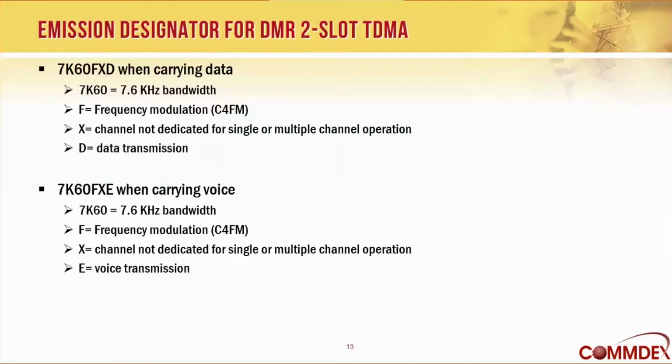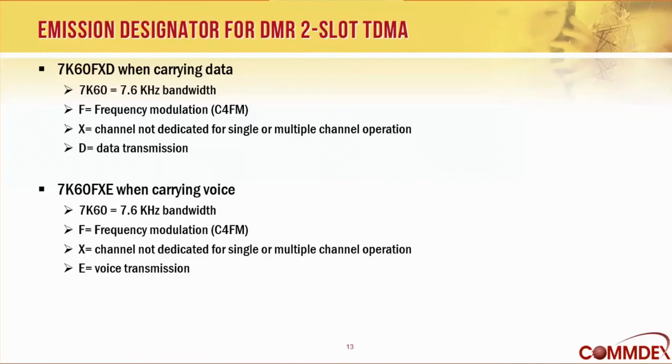Here is DMR. What kind of emission does DMR have? So there's two different operating modes in DMR. When it carries data, it has one designator, and when it carries voice, it has a different one. The bandwidth's the same in either event. So when carrying data, it can be seen as a 7K60 FXD. So the 7K60 means it's 7.6 kilohertz bandwidth. F means it's frequency modulation, that is to say C4FM.